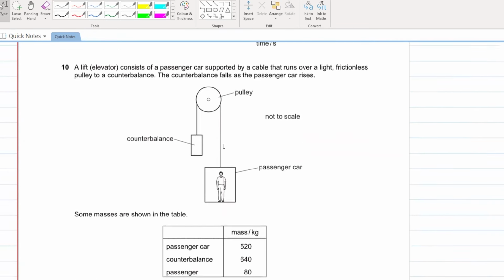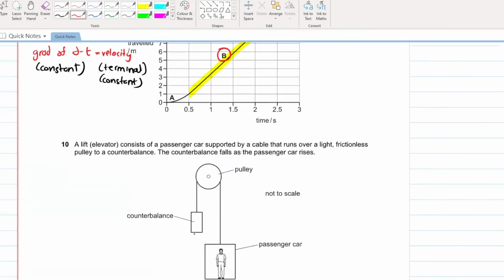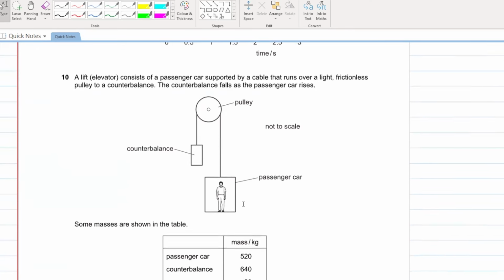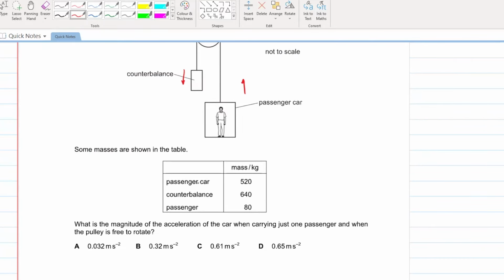Let's further move ahead. A lift elevator consists of a passenger car supported by a cable that runs over a tight frictionless pulley to a counterbalance. Perfect, perfect. Let's move ahead. The counterbalance falls as a passenger car rises. Perfect. So the counterbalance is going down, the passenger car is going up. Perfect. Some masses are shown in the table. Passenger car is this, counterbalance is this, passenger is this. What is the magnitude of acceleration of the car when there is just one passenger and the pulley is free to rotate?